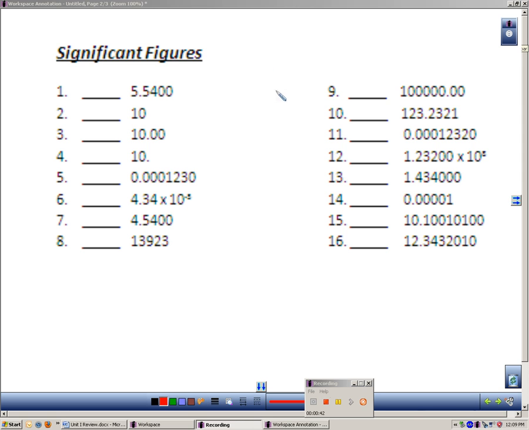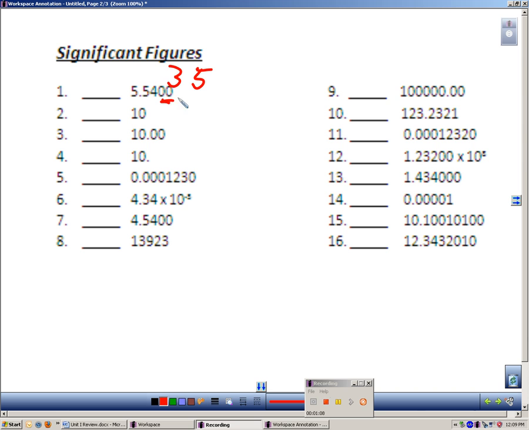Alright, so let's look at significant figures. So for number 1, class, what do y'all think this answer is? Okay, so we have a decision between 3 and 5. So here's the deal. The way we decide the difference between the two of them is we have these trailing zeros. That's what's making you not say 5.